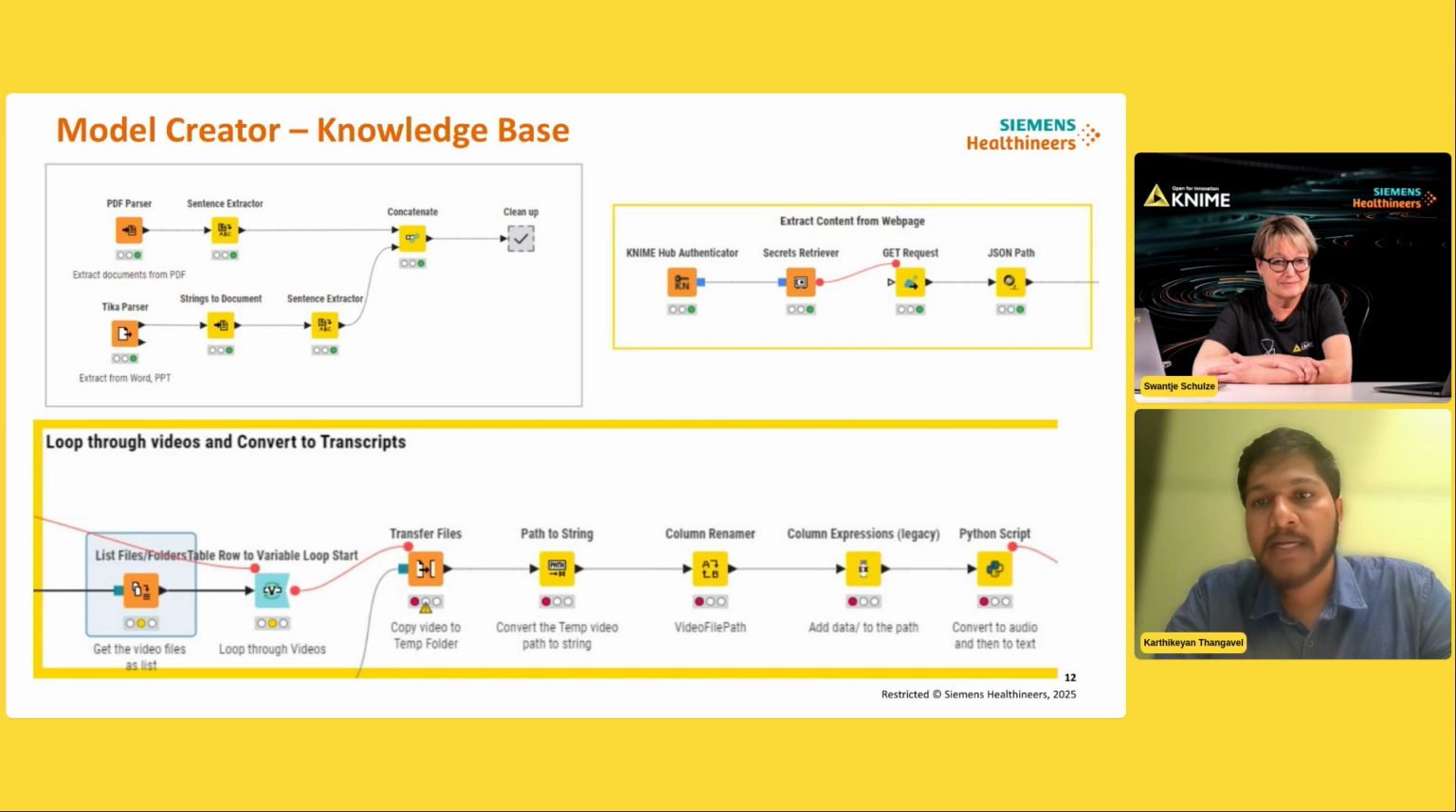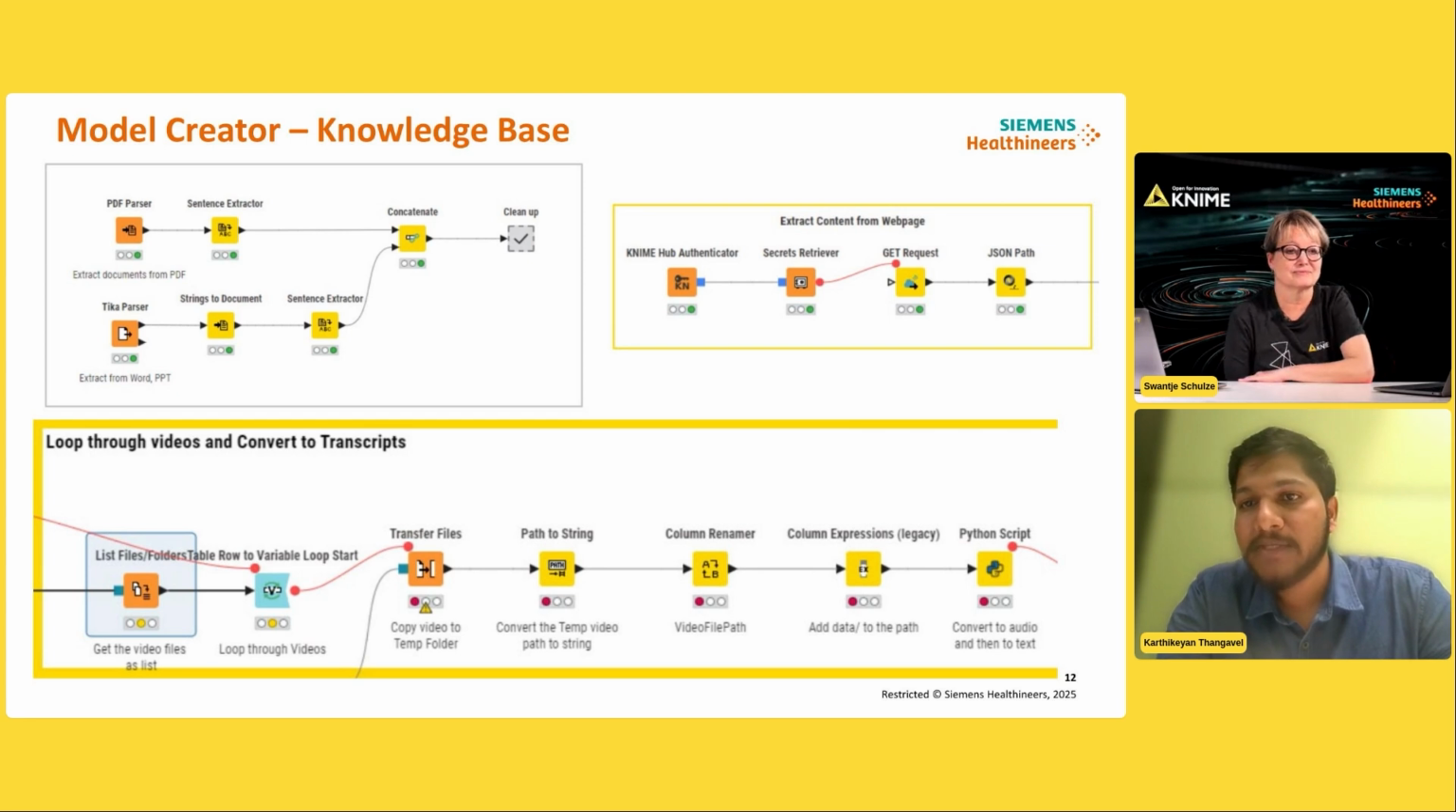So we have a model creator and the knowledge base. Here we have several nodes that we use for extracting the information. For example, if we have a PDF and want to extract content from it, we use the PDF Parser node. For Word documents and other formats, we use the Tika Parser to extract the sentences, and then we combine all these into one table where we do some transformation to clean up the data.